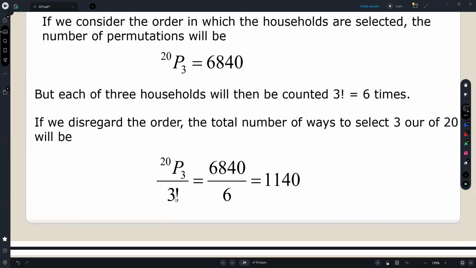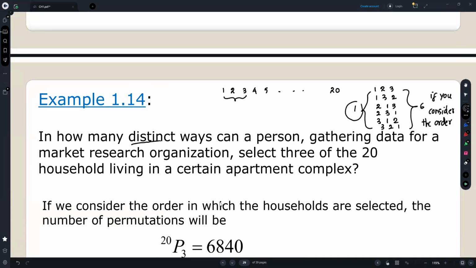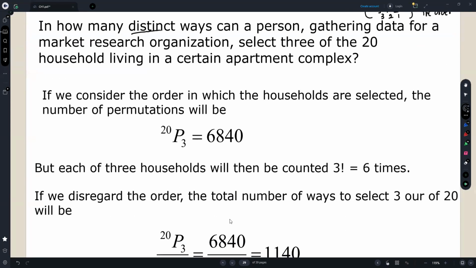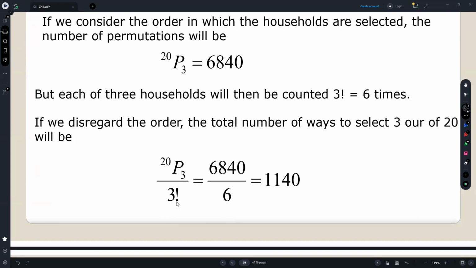Why do we divide by 3 factorial, or 6? Because we are not going to consider the order. So all these 6 ways will be considered as just one selection, just selecting 3 out of 20. For all these 6,840, the same thing has been counted 6 times, or 3 factorial times. So you have to get rid of them. So you divide the 20 permutation 3 by 3 factorial. That will be the combinations.